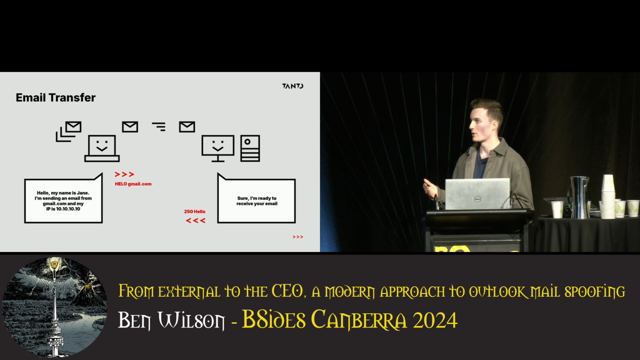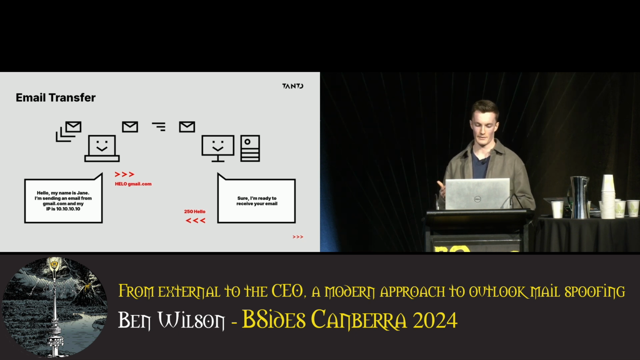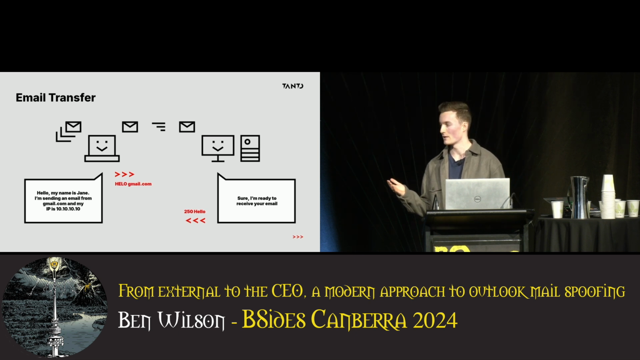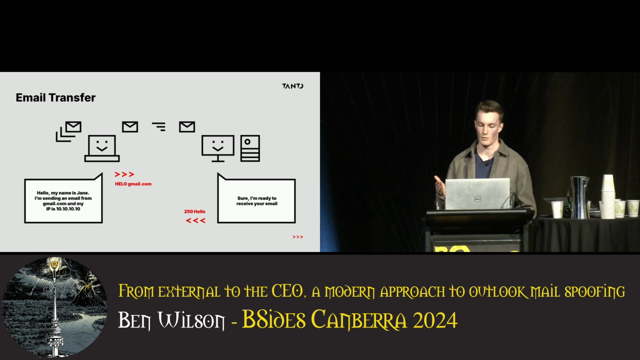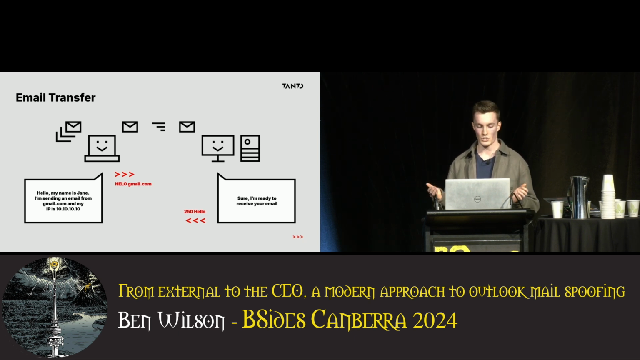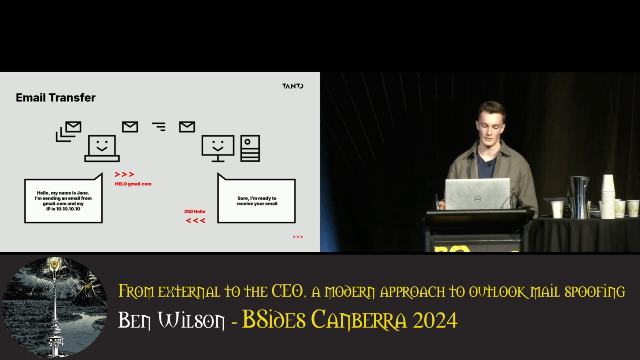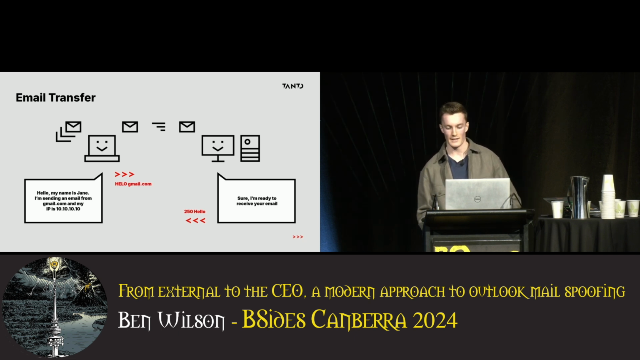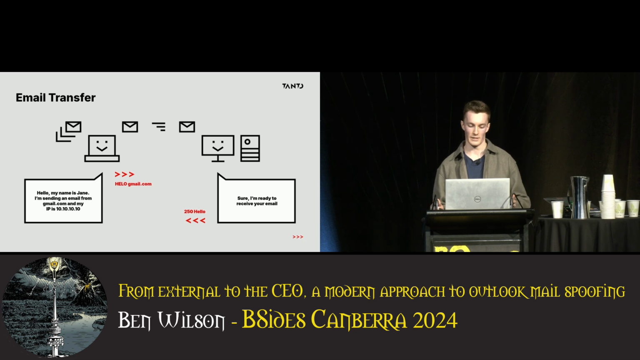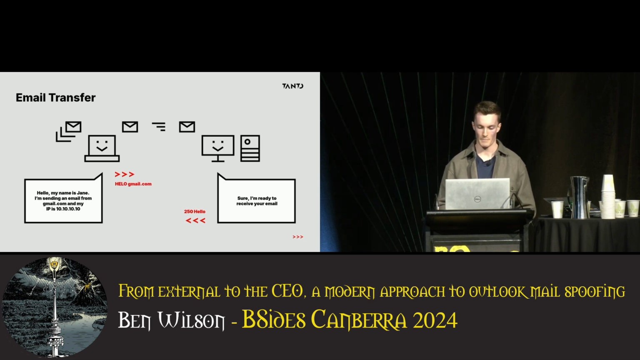So we've got a sender, the name is Jane, and a receiving server. Jane will start off by executing that hello command. So, HELO gmail.com. Hello, my name is Jane. I'm sending an email from gmail.com, and my IP is 10.10.10.10. And then your receiving server will say, oh yeah, that's fine by me, I'm ready to receive your email.